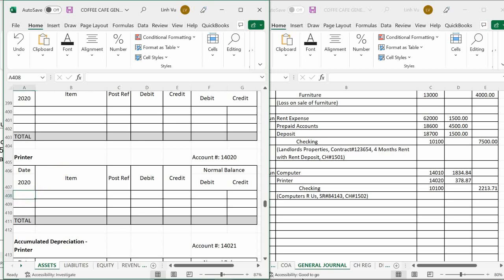Down below, I have my printer. Right? How much did the printer cost me? It cost me $350, okay, plus 8.25% tax, which equaled $28.87. Okay. We're still on our first general journal page, and that's going to give me a grand total of $378.87.